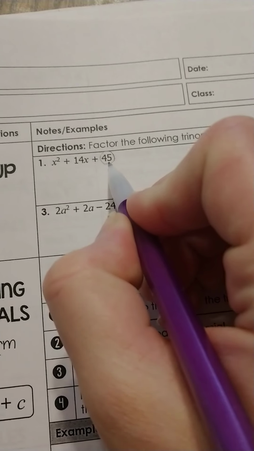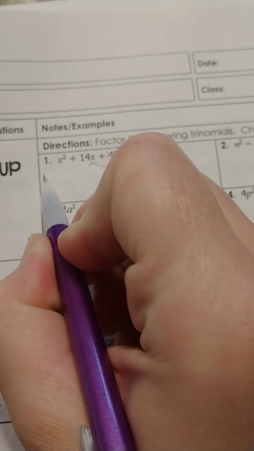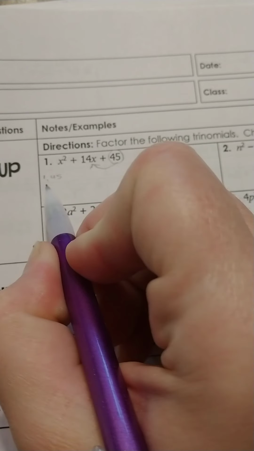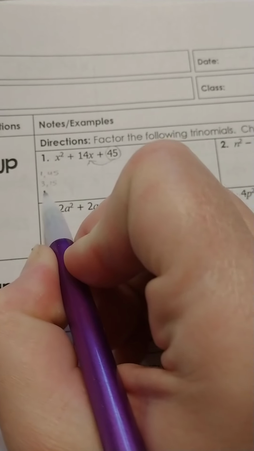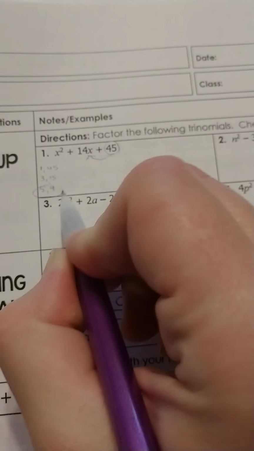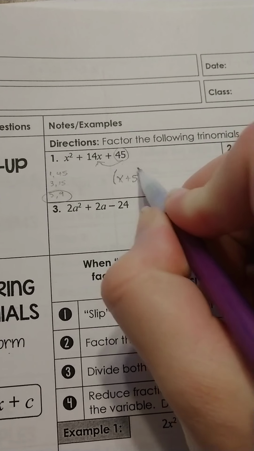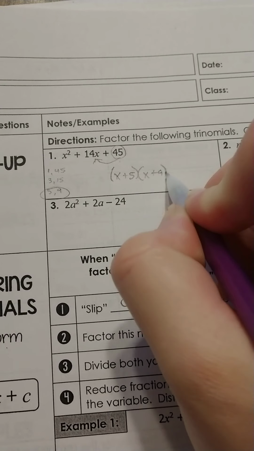Remember, we want factors of C that add to give us B. So our factors of 45 are 1 and 45, 3 and 15, and 5 and 9. Which of those add to give you 14? That would be 5 and 9. So this one ends up being x plus 5, x plus 9.